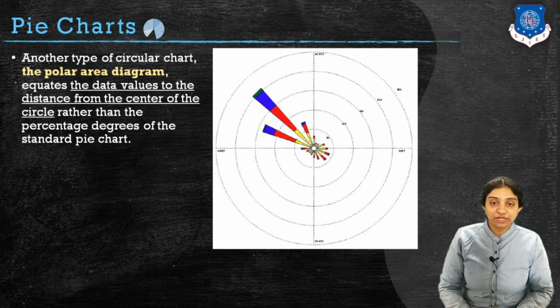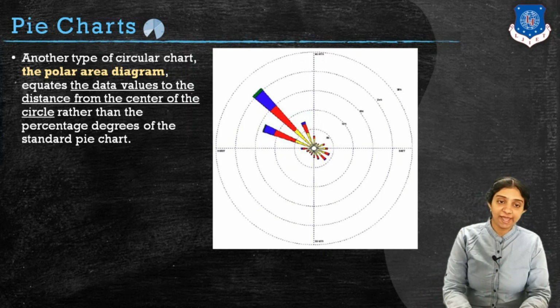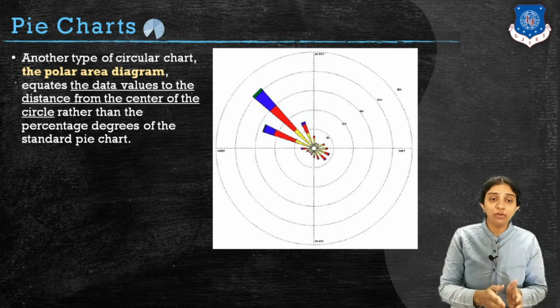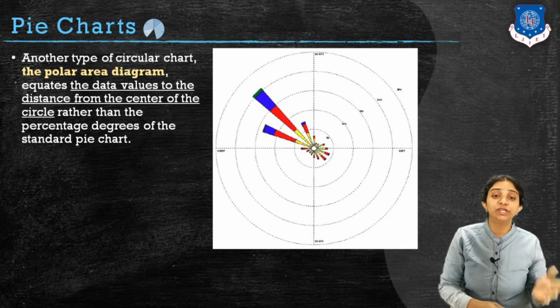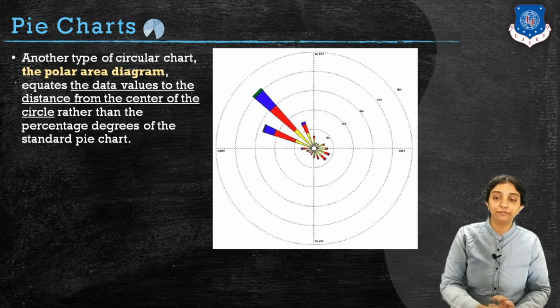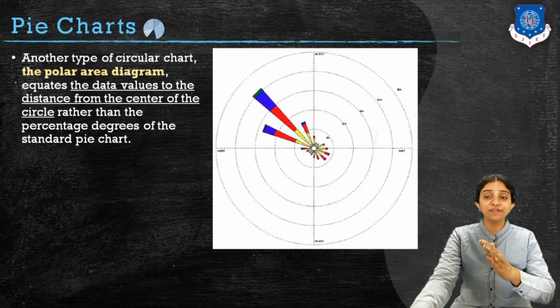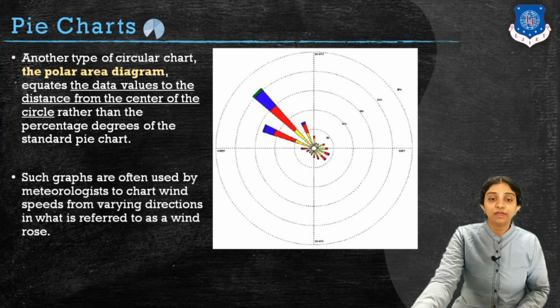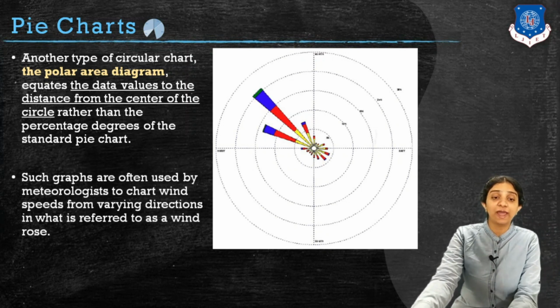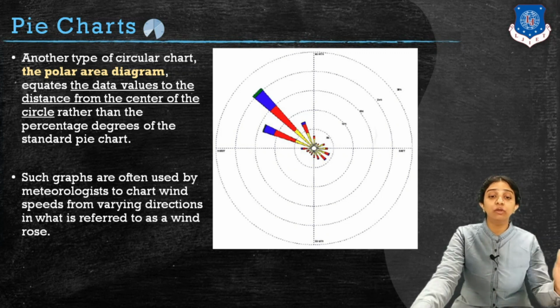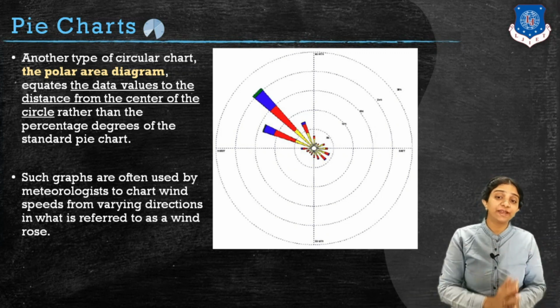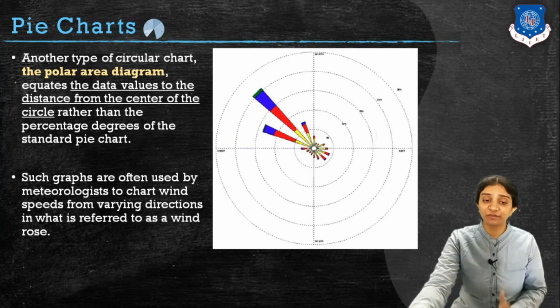Another type of circular chart is the polar area diagram, which equates the data value to a distance from the center of the circle rather than the percentage degree of a circle. So instead of covering the percentage degree, it is measuring the data from the center to the outside. These graphs are often used by meteorologists to find out the wind speed in all directions. These diagrams are also called windrose diagrams.